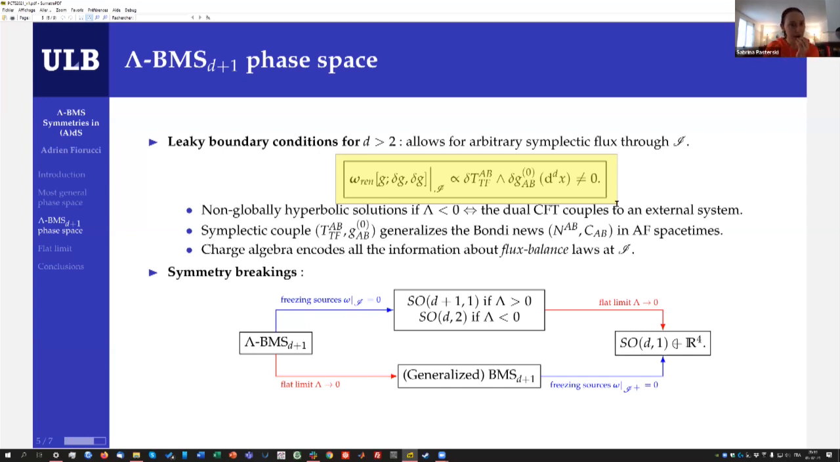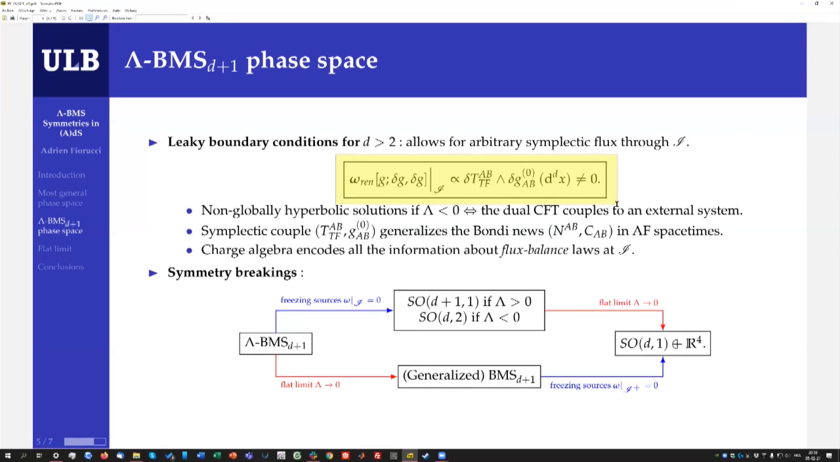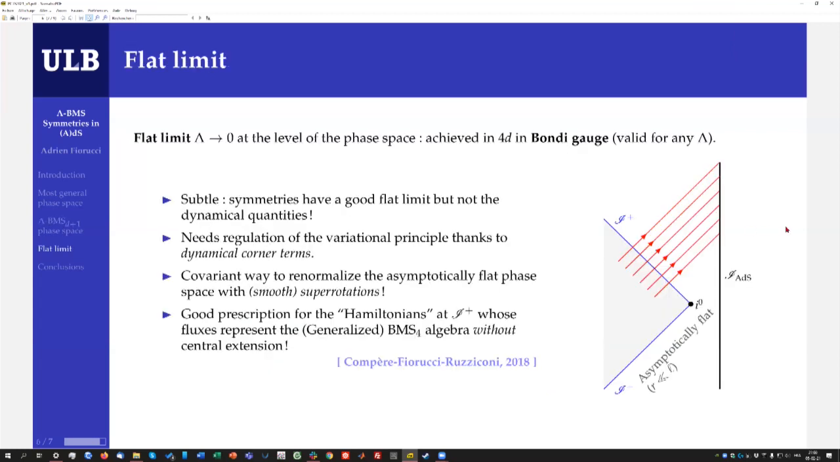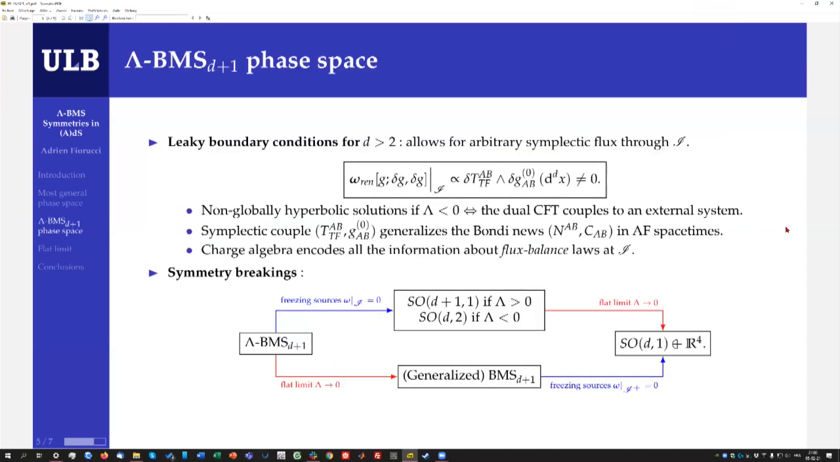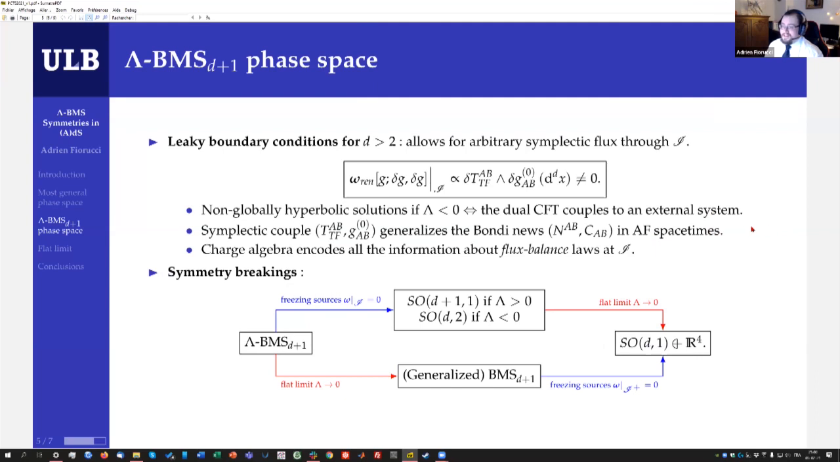Alok. Okay, yeah. When you take the flat space limit, the second line that you have written says the symplectic couple goes to the shear and the news. I just wanted to ask, if there's a quick answer, what is exactly the relation? Does the boundary stress tensor go to the news in the flat space limit? If you want a quick answer, I can just say that all is in the slide.